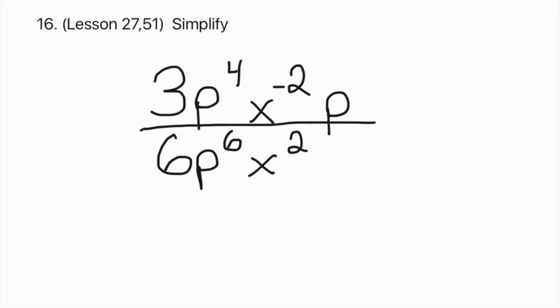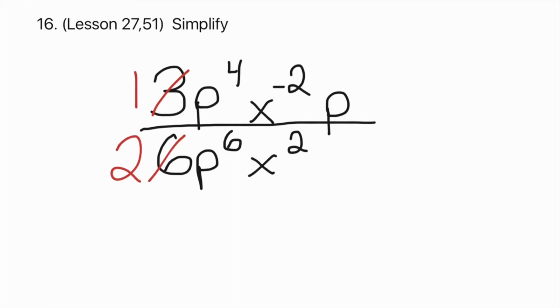All right, number 16 comes from lessons 27 and 51, and all they want us to do is simplify this expression. So there's lots of different ways that you could approach this problem and different orders you could do it in. So I'm just going to do it one way, but of course you might have another way you prefer to do it. So what I like to start with are the coefficients, 3 and 6. I know I can reduce that by dividing them both by 3, so that's 1 and then 2.